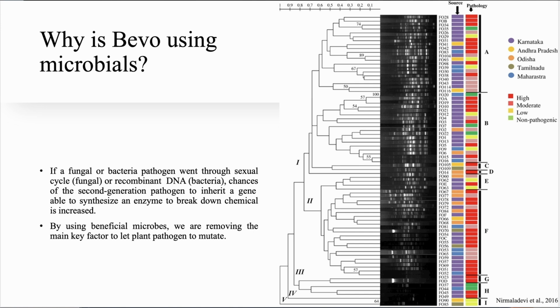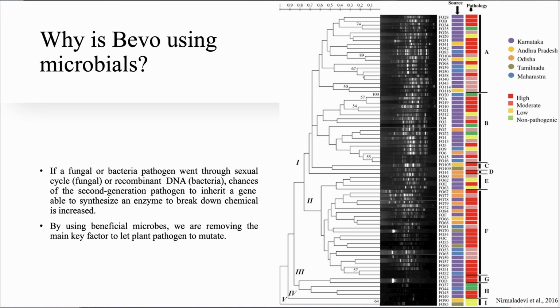So why is BEVO doing this? I can sit down and not do anything. Why are we doing this? Why do we spend so much time to do this work? If a fungal and bacterial pathogen went through a sexual cycle, or the scientific term for that is called chirogamy, recombination of DNA for the bacteria, the chances of the secondary pathogen inheriting a gene able to synthesize an enzyme to break down certain chemicals are increased. So by using beneficial microbes, we are removing the main key factors that let the plant pathogen mutate.